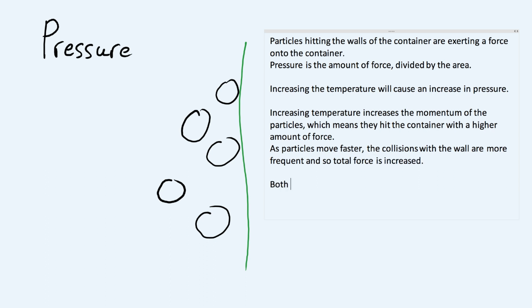Both of these things mean that the pressure increases as temperature increases. So as you increase the temperature, the particles are moving faster, so they hit the wall with more force, and also they're hitting it more often, which means that the total force is increased as well. Therefore the pressure increases as the temperature increases for those reasons.